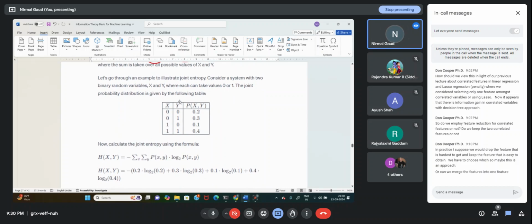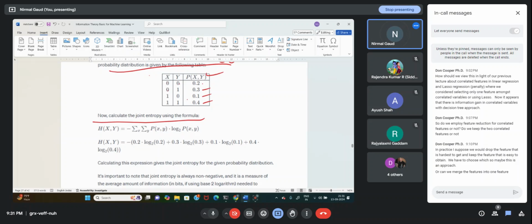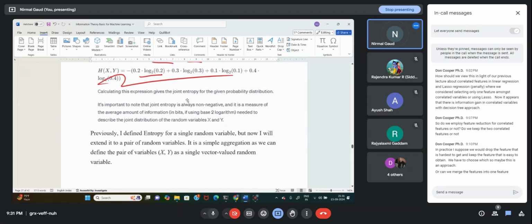Consider a system with two binary random variables x and y, which take the value 0 or 1. The joint probability distribution is as follows: x is 0, y is 0, joint probability is 0.2. x is 0, y is 1, joint probability is 0.3. x is 1, y is 0, joint probability is 0.1, and so on. To calculate joint entropy, it is the sum of p log p: 0.2 log 0.2 plus 0.3 log 0.3, plus 0.1 log 0.1, plus 0.4 log 0.4. This is joint entropy.